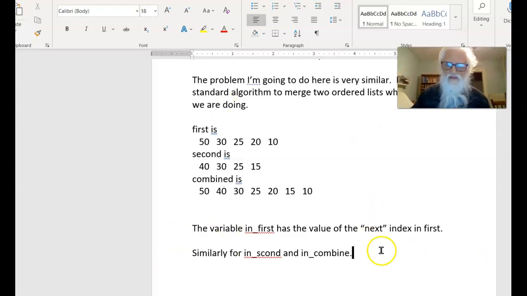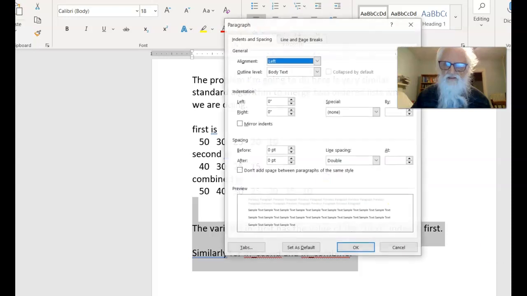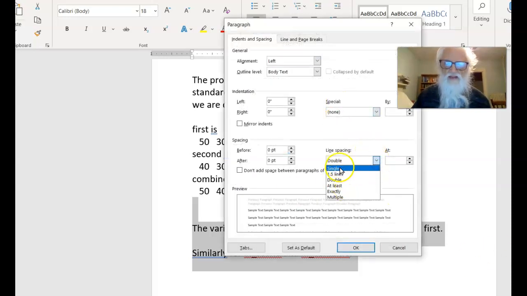Now I'm having some trouble here with the machine refusing to keep the paragraphs apart. There we are.